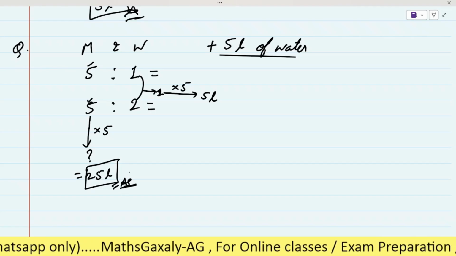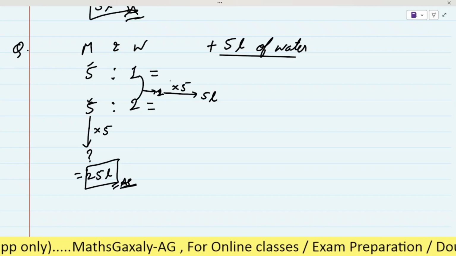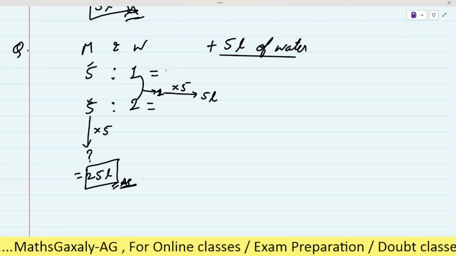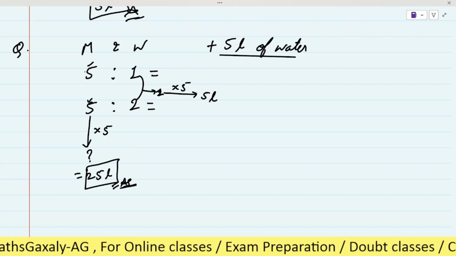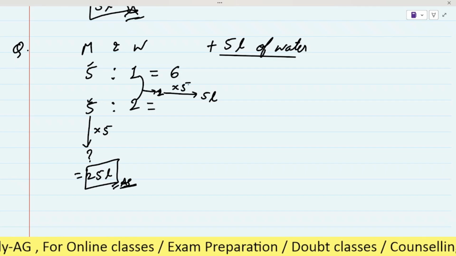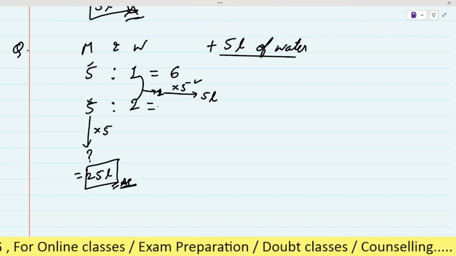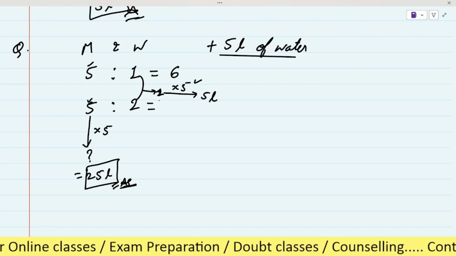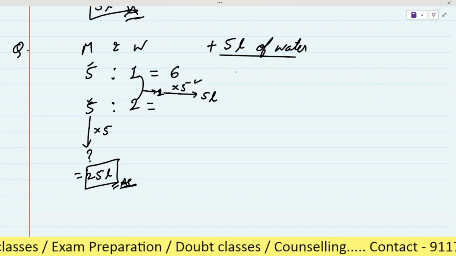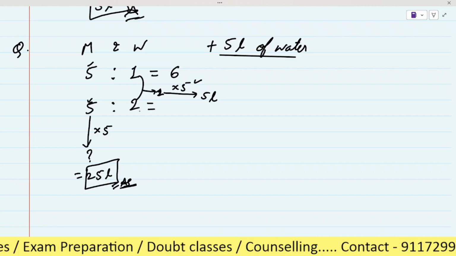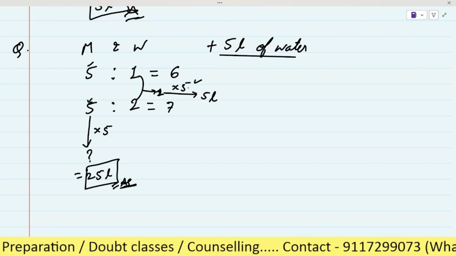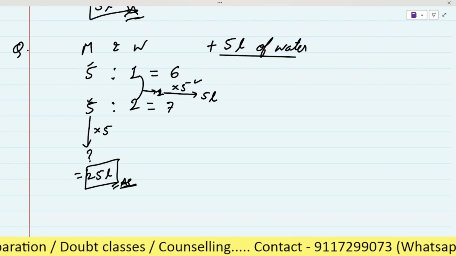Okay, is it clear? If it will ask about the total quantity of mixture before mixing water, as you can see here, 5 plus 1 is 6, you have to just multiply this 6 by 5. If it will ask about the total quantity of mixture after mixing 5 liter of water, here you have to do 5 plus 2, 7. So just multiply this 7 by 5 and you will get the answer.